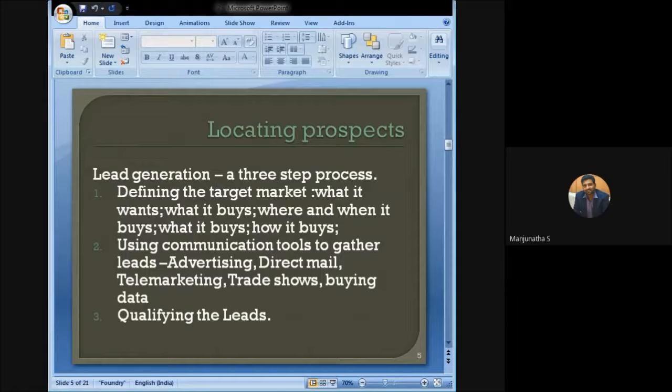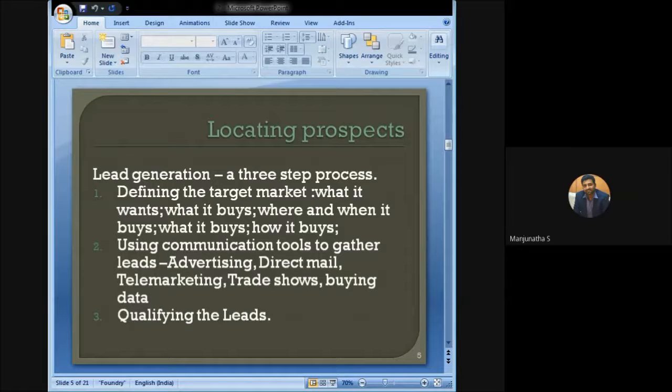Then locating the prospects. How to locate the prospect? Lead generation. There are three steps relating to lead generation. First, we need to define the target market. Instead of approaching the whole society, we need to find out the target market: what it wants, what it buys, where and when it buys, and how it buys. These WH questions need to be answered in the first lead generation step.